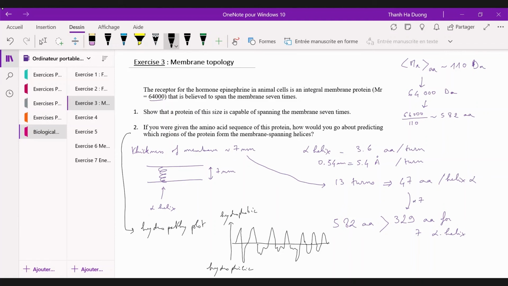And we need something hydrophobic to interact with the membrane. So it means that you have the alpha helices A, B, C, D, E, F, and G. So the 7 alpha helices. Okay. Do you have questions? No? Okay.